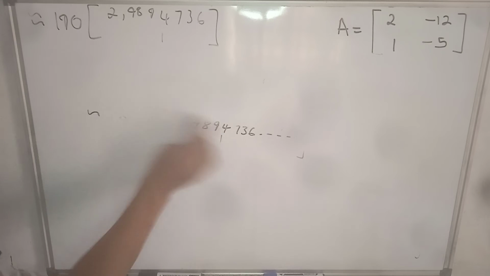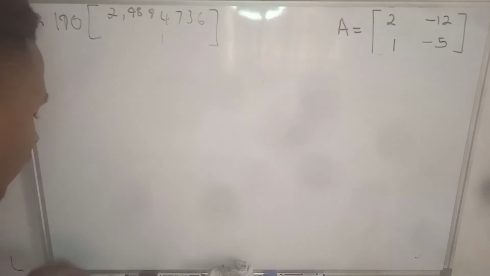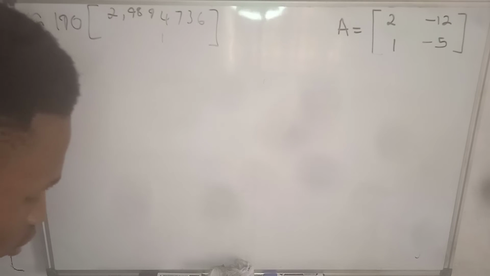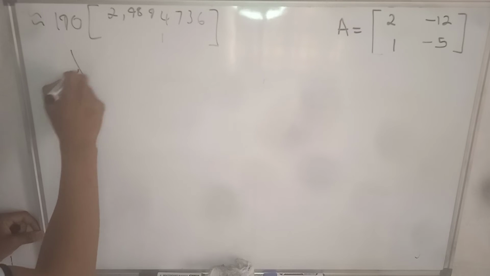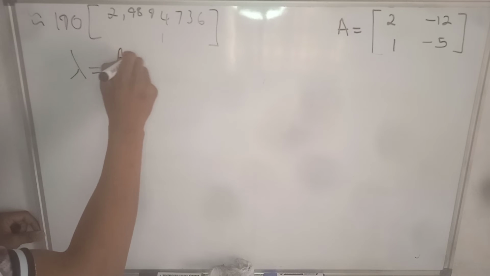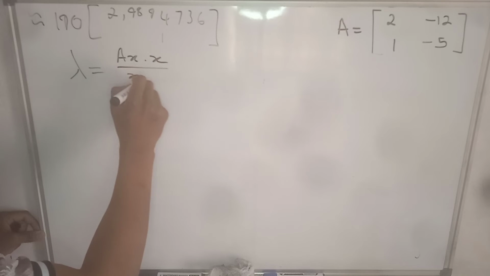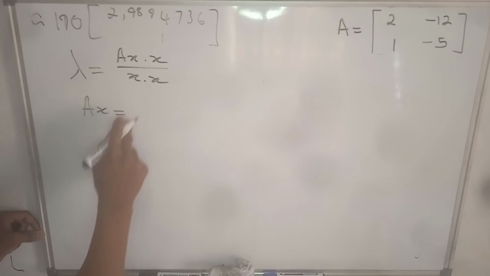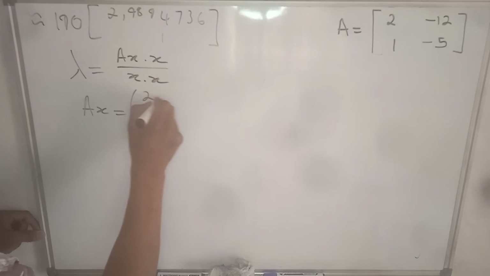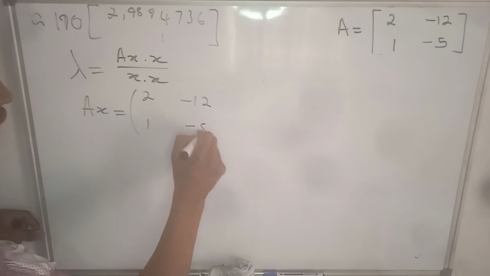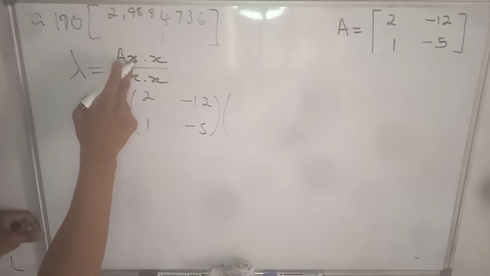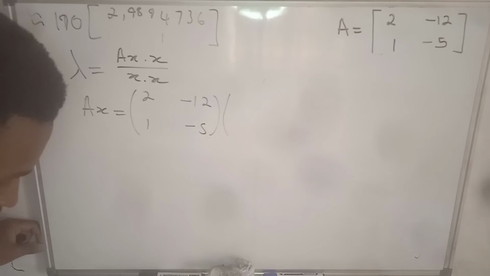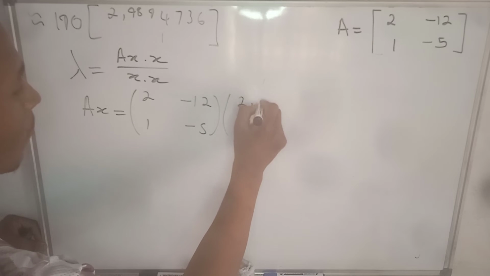So right now we want our eigenvalue. How can we get our eigenvalue from this one? We are going to use what is called a Rayleigh quotient, denoted by Ax times x over x times x. But first, let's find Ax. We know that our A is this matrix: 2, minus 12, 1, minus 5. And this little x is what we found here. So I can just round it off and say 2.99 and 1.